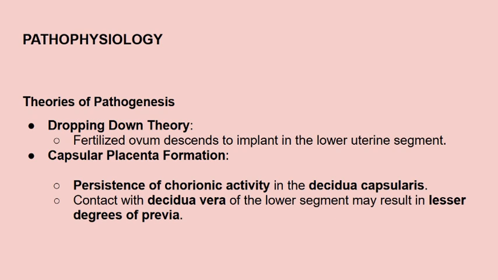So let's talk a bit of pathophysiology. What are the ways placenta previa tends to occur? So there's a dropping down theory where the fertilized ovum descends down to the lower uterine segment. Normally, the ovum is supposed to implant in the middle or upper uterine segment. As we said before, uterine scarring may play a role in pushing it downwards.